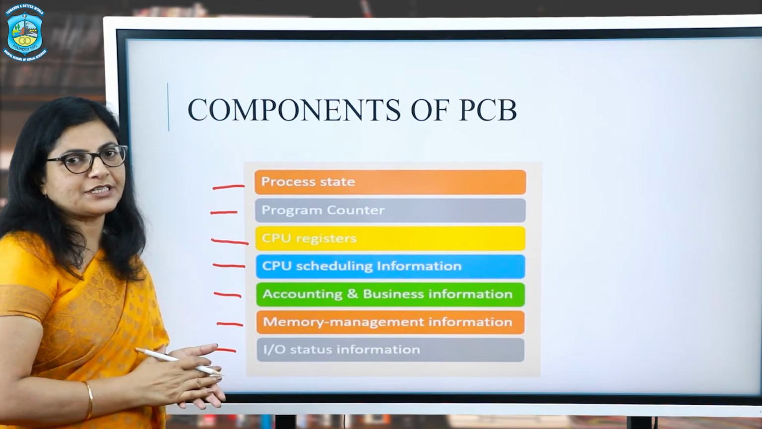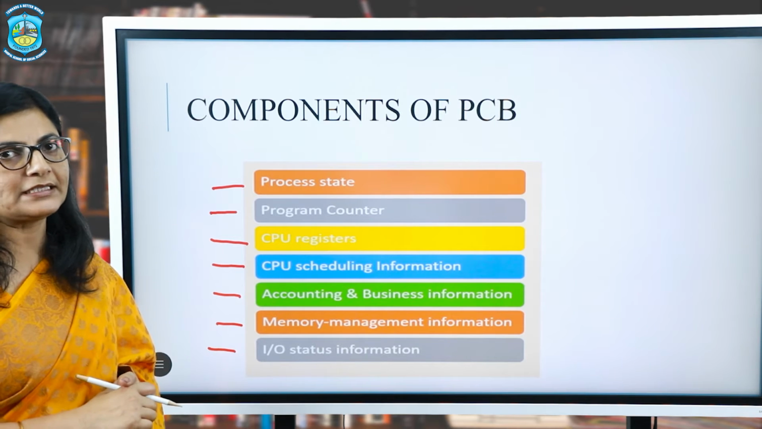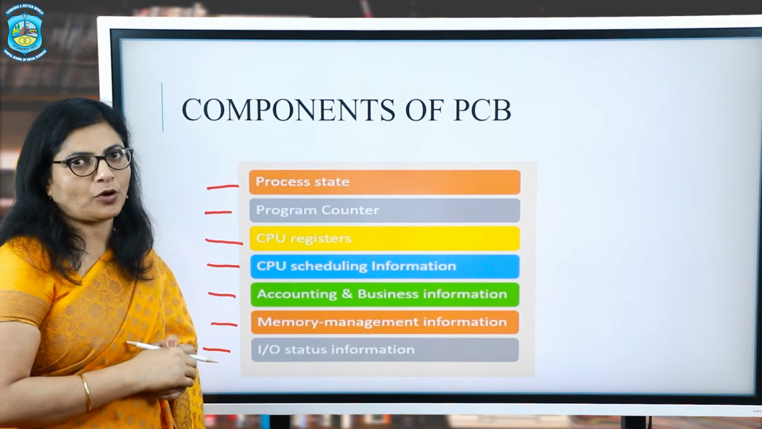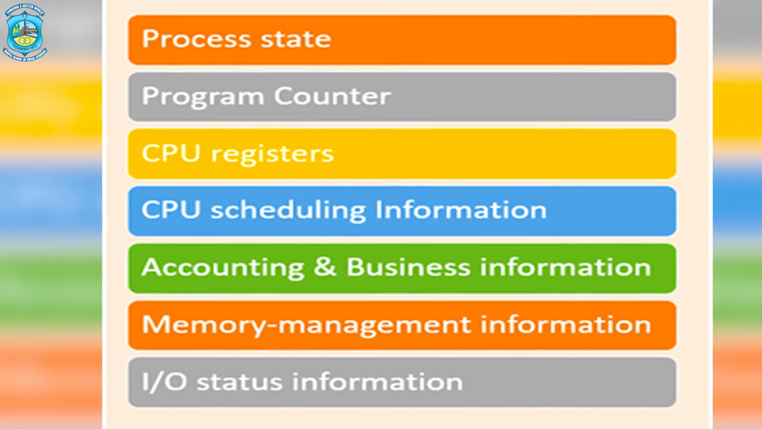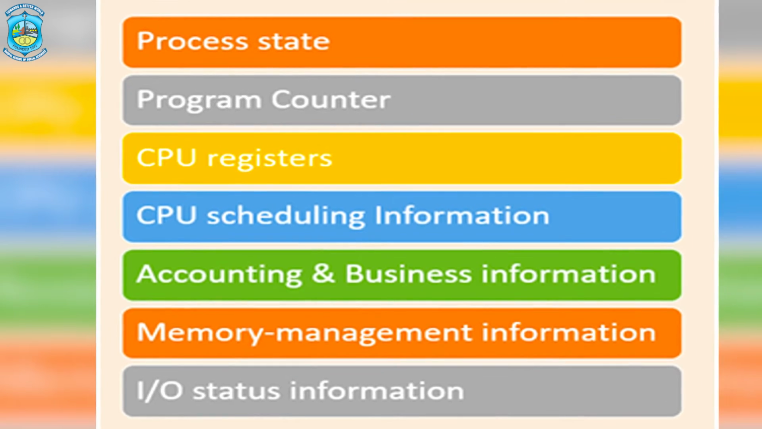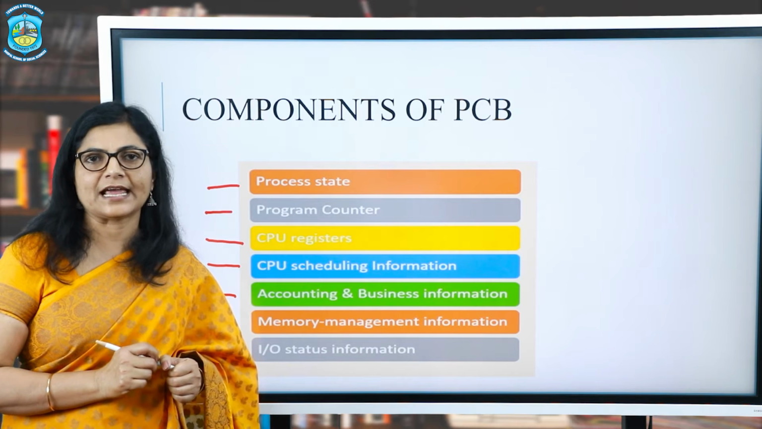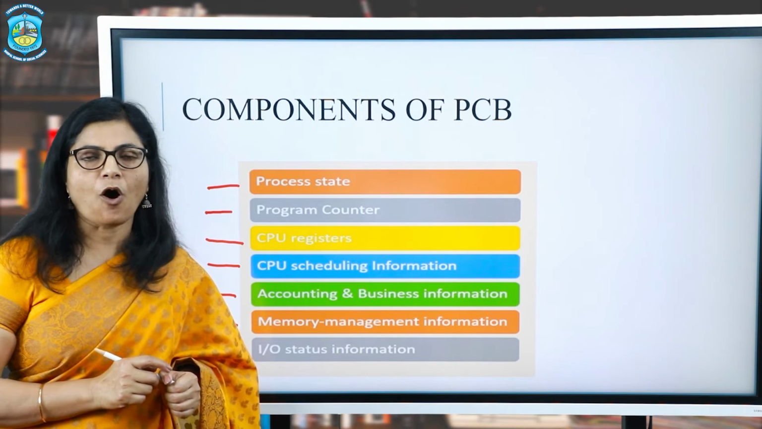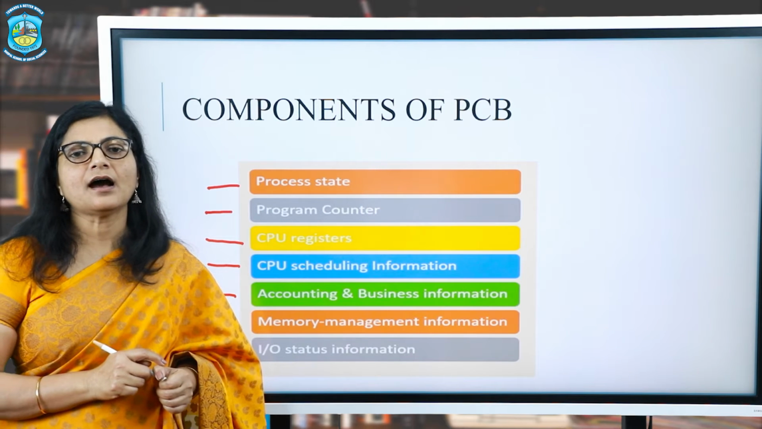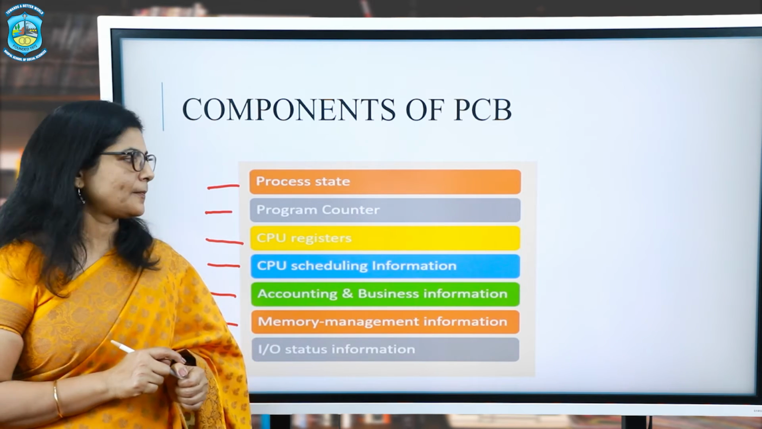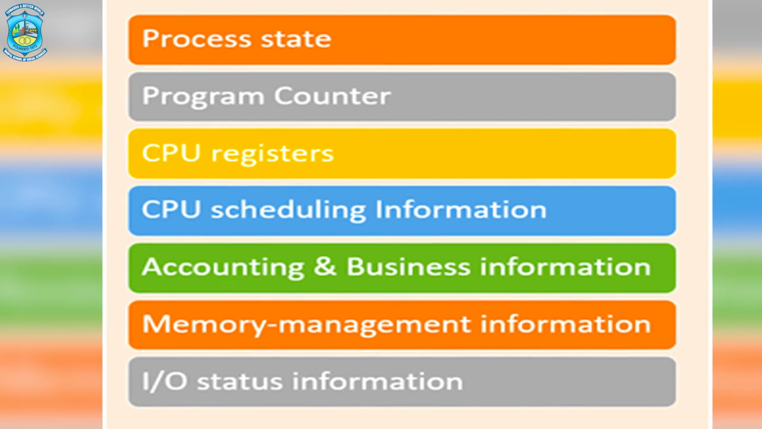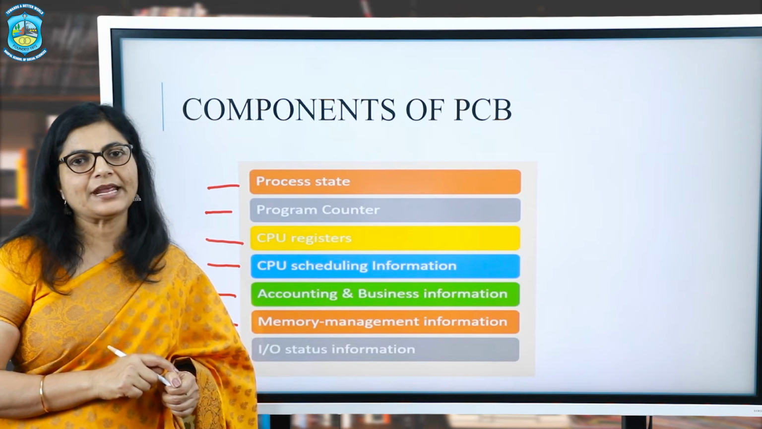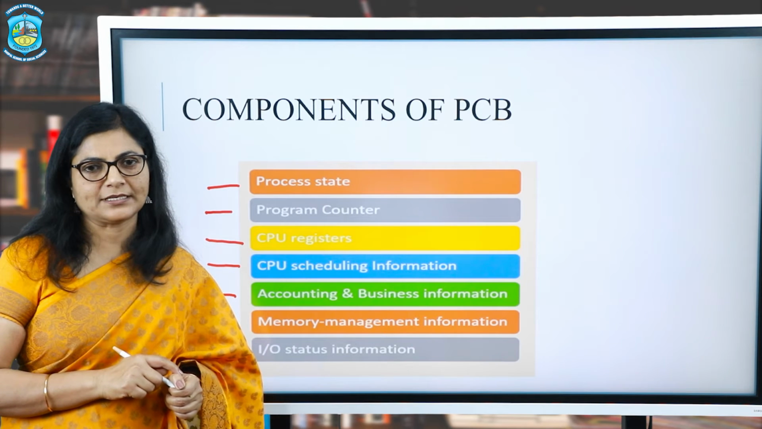All this information is stored by the operating system for each process in the process control block. Process state: a process state is the condition of the process at a specific instant of time. A process can be new, ready, running, or waiting. It indicates the current state of the process. Program counter lets you know the address of the next instruction which should be executed for that process.